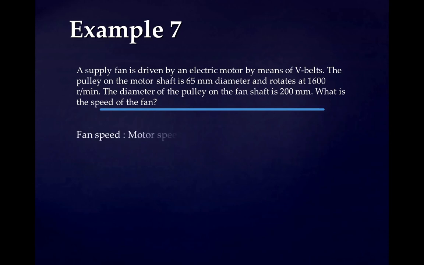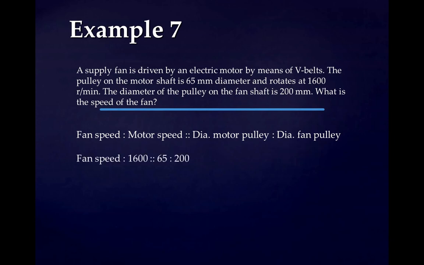Fan speed is to motor speed as the diameter of the motor pulley is to the diameter of the fan pulley. So, fan speed is to 1600 as 65 is to 200. Reworked, that gives us 1600 times 65 over 200, or a fan speed of 520 RPM.